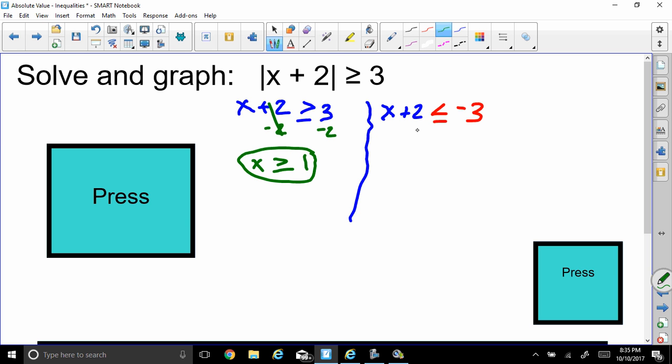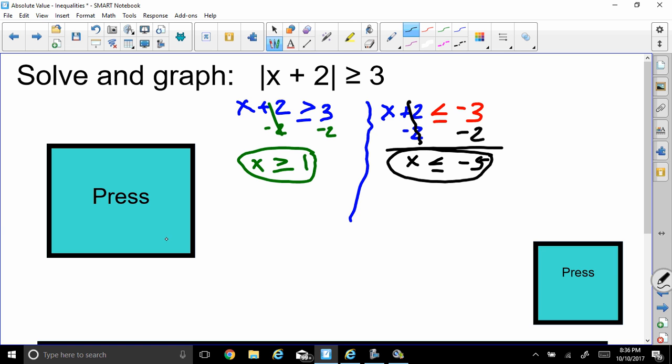Let's solve the second one. Minus 2 from both sides. Now be careful on this one. The 2's cancel out, leaving us with x. Notice we're not dividing by a negative. And negative 3 and negative 2 give us a bigger negative, negative 5. And there is our second answer.